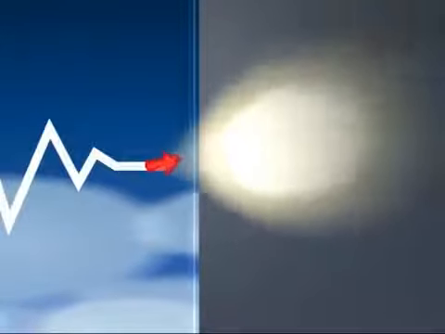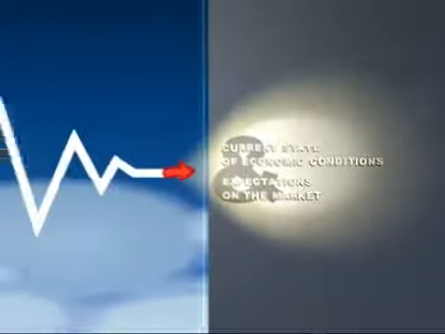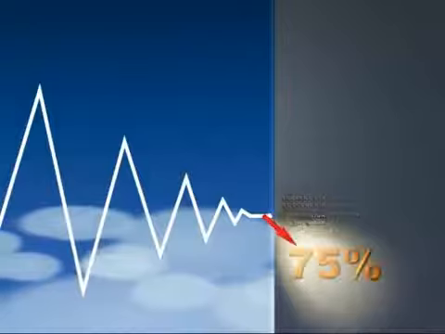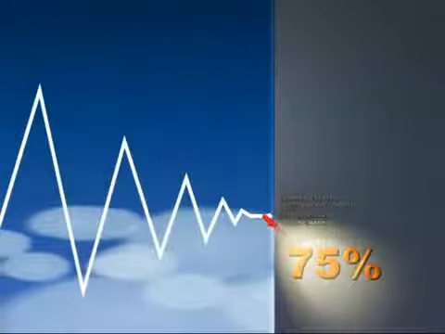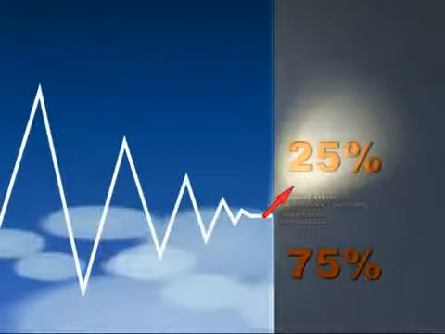The direction of the breakout depends on the current state of economic conditions and expectations on the market. Research suggests that 75% of symmetrical triangles are continuation patterns, leaving the other 25% to prove themselves as reversals.